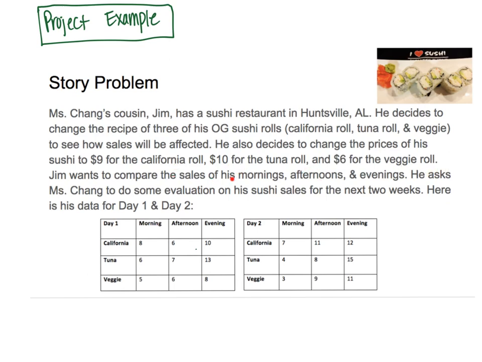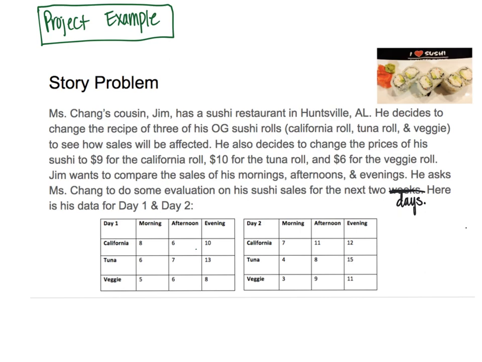Jim wants to compare the sales of his morning, afternoon, and evenings. And he asked Miss Chang to do some evaluation on his sushi sales for the next 2 days. My bad. Let me fix that real quick. Scribble that out, 2 days. And here is the data that he's collected out of those 2 days. So these 2 charts are going to be our matrices.